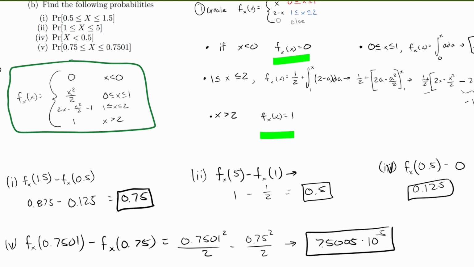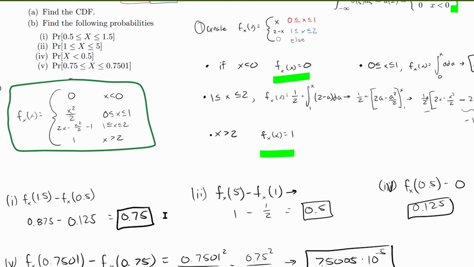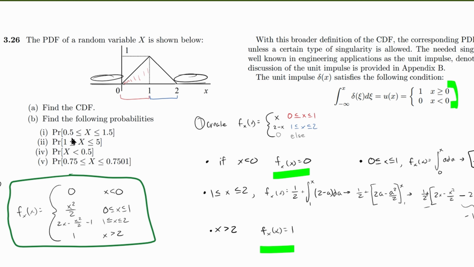So that's how we would get each of these probabilities for this problem. That's how we would go about solving part B of this specific problem. The PDF of random variable x is shown below. We found the CDF in the previous video, and now we've just found the following probabilities.